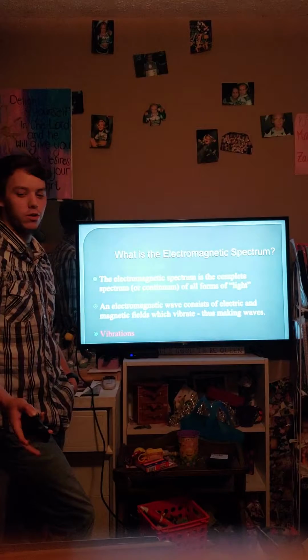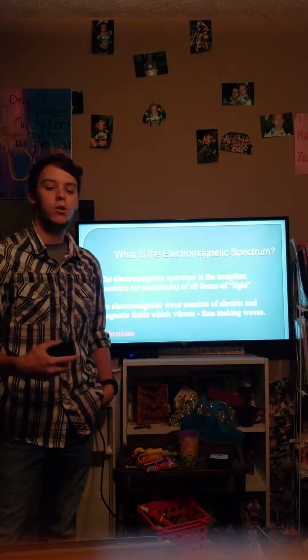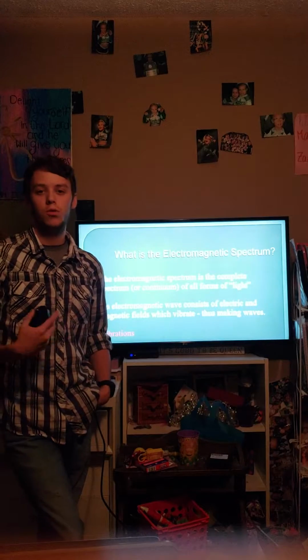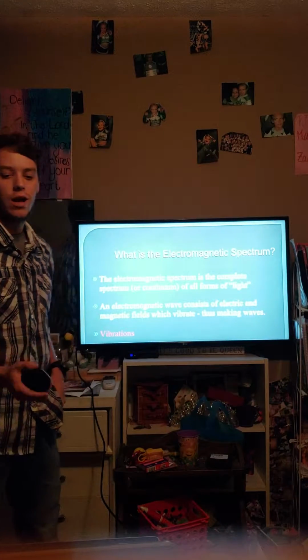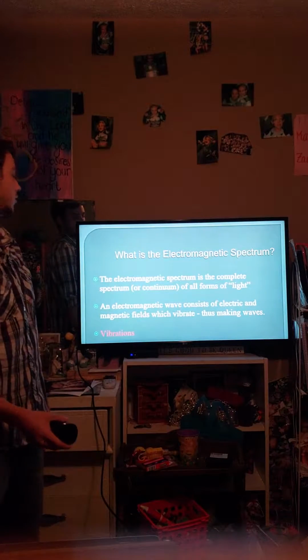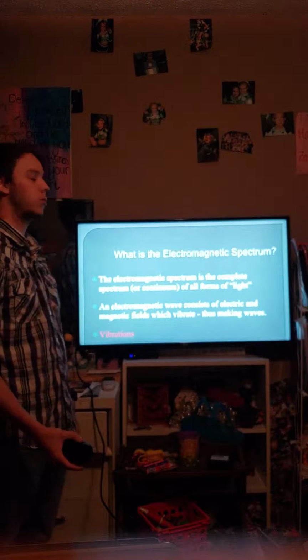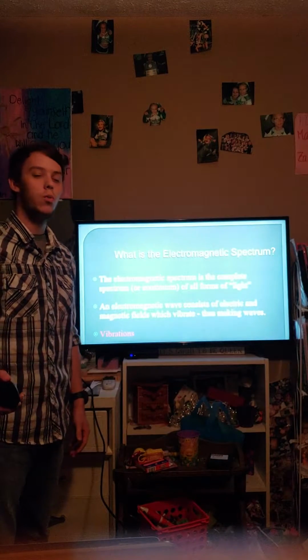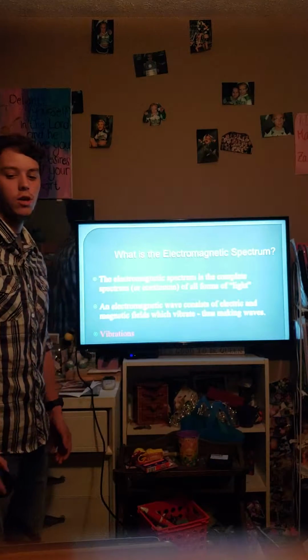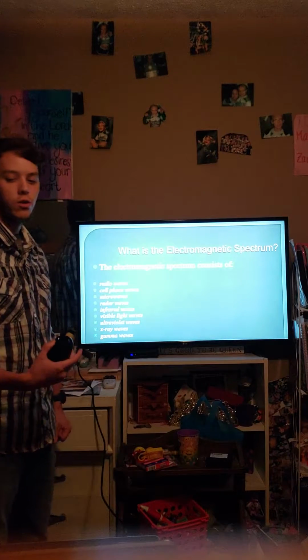What is the electromagnetic spectrum, you might ask? Well, the electromagnetic spectrum is the complete spectrum or continuum of all forms of different light. It has different waves which consist of electric and magnetic fields which vibrate, thus making the waves in the different wavelengths you see in it. And it consists of different ones, and here they are.